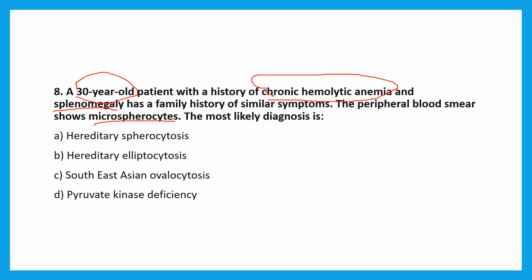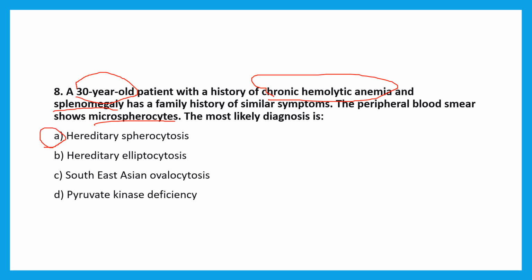When you look at chronic hemolytic anemia, there is a classic triad: hemolysis, number 1, splenomegaly, number 2, and a positive family history, number 3. Please note these things. All these suggest what? A hereditary disorder. So the presence of microspherocytes that we are seeing here on the blood smear is a pathognomonic feature for hereditary spherocytosis. So we get A to be the correct answer.